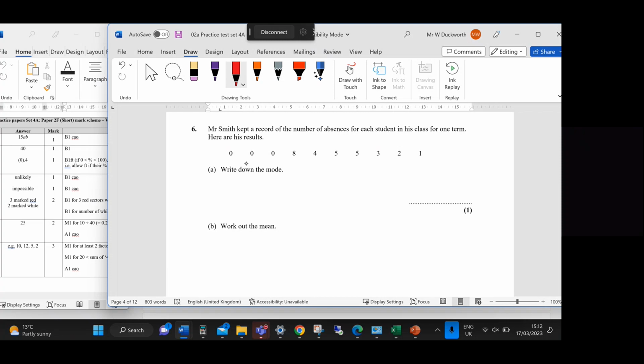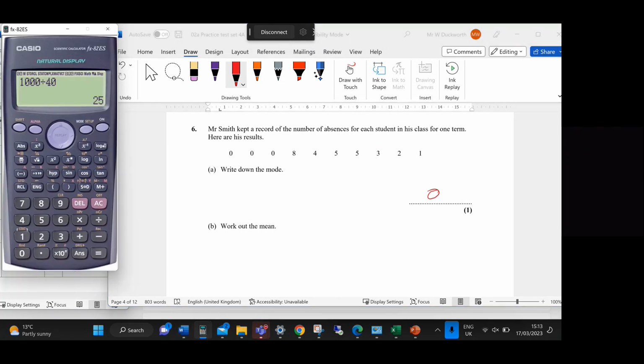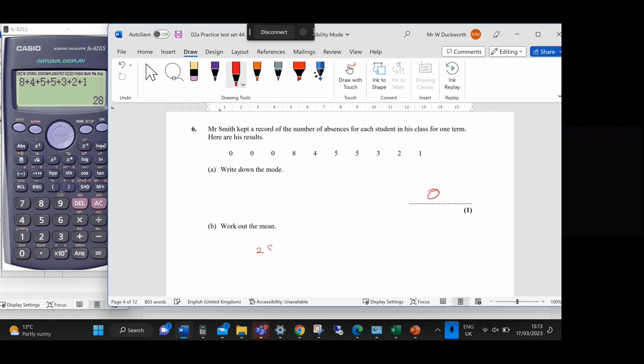So the mode, the one that happens the most, is going to be 0. Write down the mean. So in effect, for the mean, you could add them all up and divide by the number of numbers. If I do this really quickly on my calculator, I don't need to worry about the 3 zeros. So I'm going to do 8 plus 4 plus 5 plus 5 plus 3 plus 2 plus 1. So they add up to 28. And then we've got 1, 2, 3, 4, 5, 6, 7, 8, 9, 10. So divided by 10, I'm looking at 2.8.